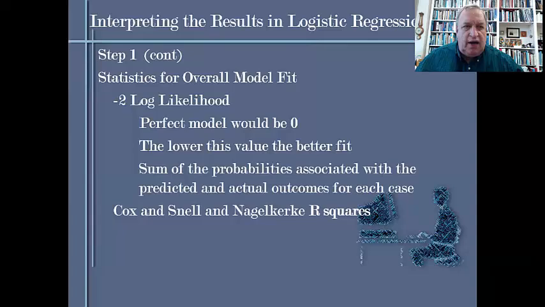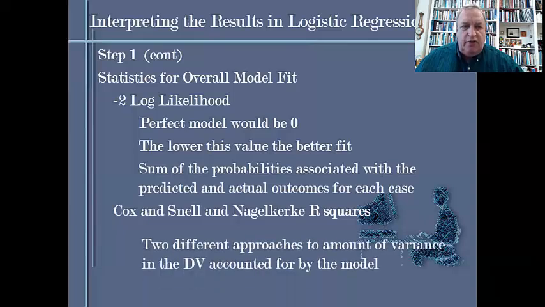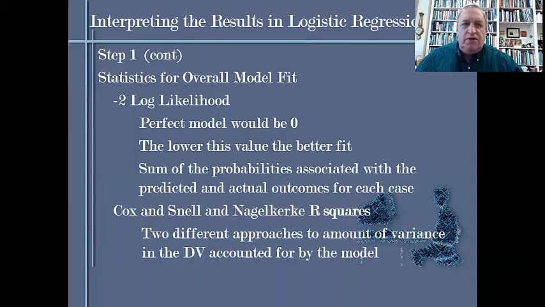You also have your Cox and Snell R-square and your Nagelkerke R-square. And these are two different approaches to estimating the amount of variance in the dependent variable accounted for by the model.